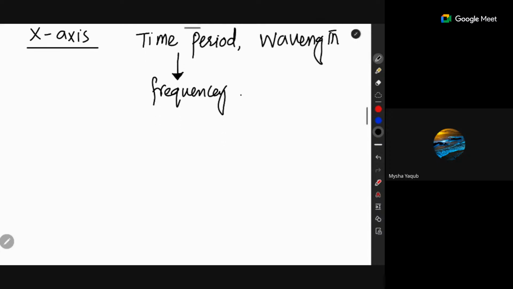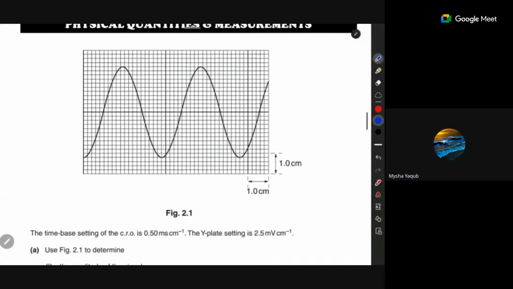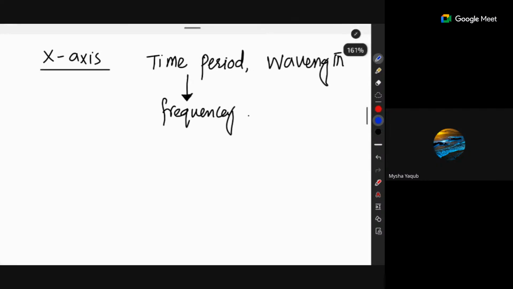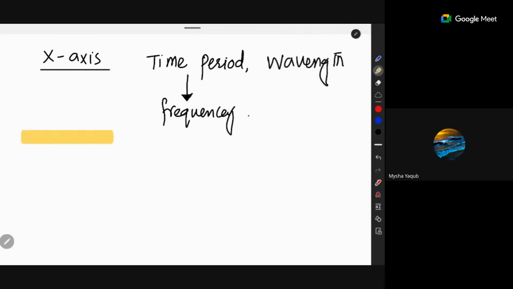Okay, and wavelength, and this all is basically done in this way. For example, if I just consider this wave, is there anything mentioned on the x-axis, time period, or y-axis? Nothing is there. That is why your CRO has two controls, X control and Y control, right? So there are two controls of CRO, and you must know about those two controls.